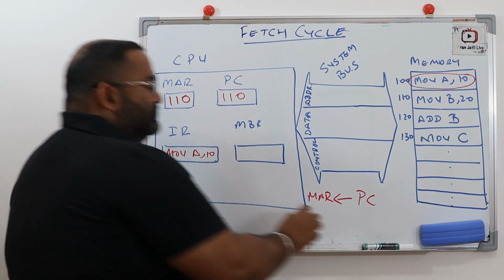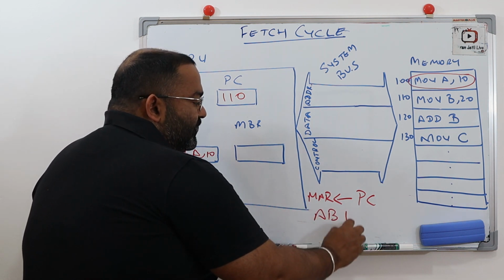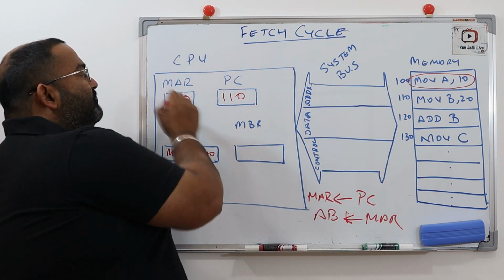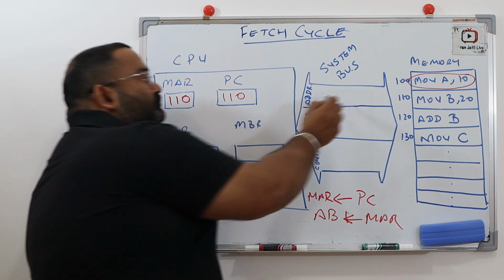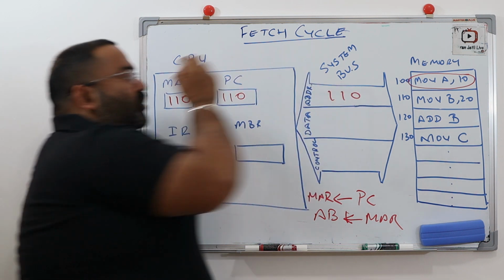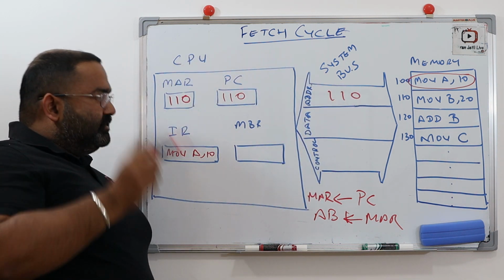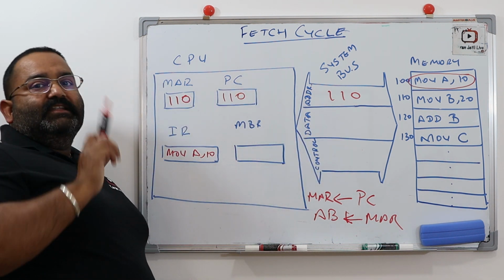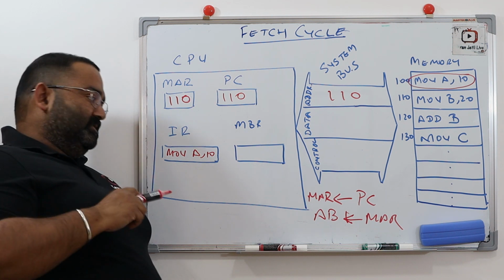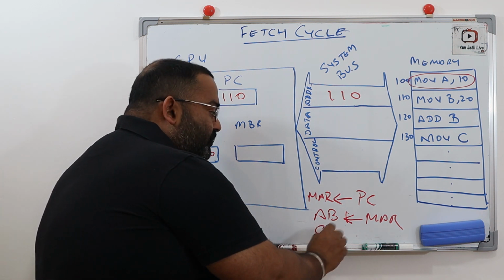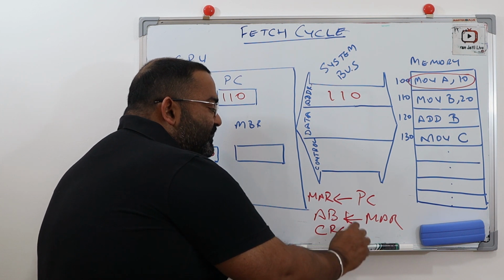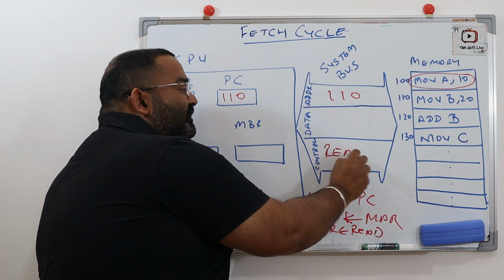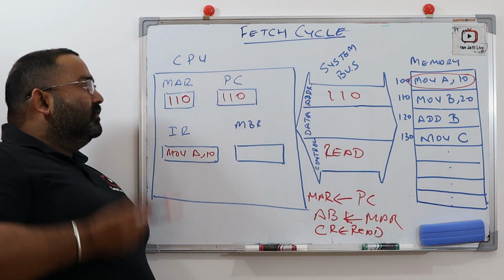Then the next step: load the contents of MAR to the address bus. The address bus gets whatever is in MAR. So what is in MAR? 110. Then put a read signal on the control bus. So on the control bus, what goes? A read signal.